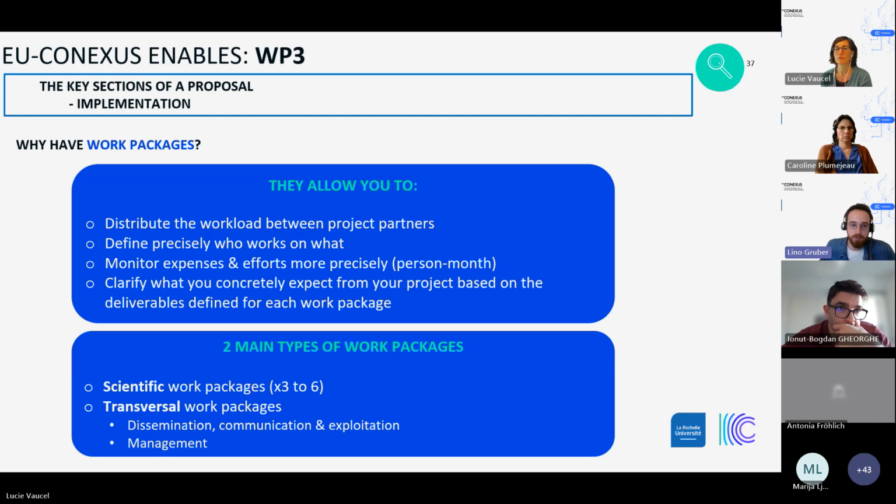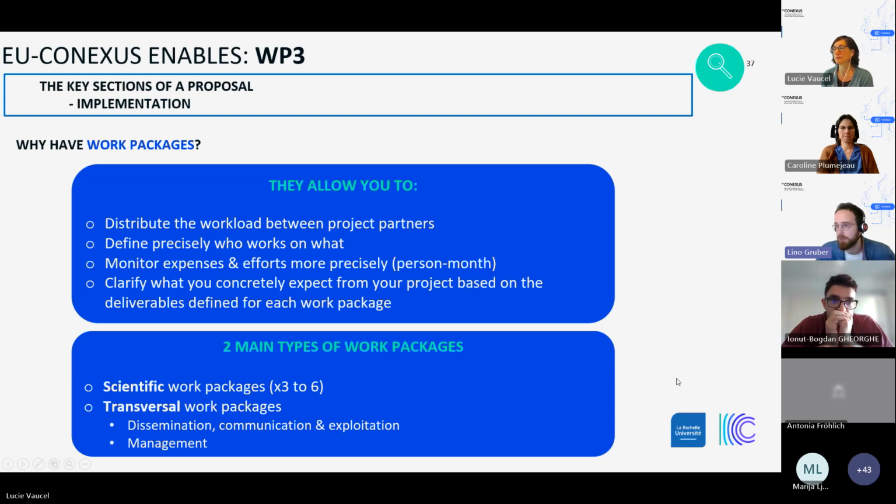Then work packages also enable you to monitor expenses and efforts more precisely. So the unit that you usually use to measure the effort, the human effort, is person month or person day, depending on the duration of your project. And that enables you to see how much time the person responsible for a particular task will spend working on it.